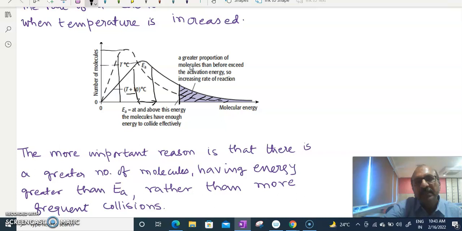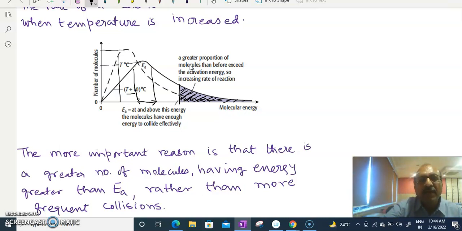And as you can see, this shaded region includes more molecules than the shaded region which was there when the temperature was lower. Only this number of molecules were having energy greater than activation energy at the lower temperature, but at the higher temperature there are more molecules which have crossed the energy barrier. Now the number of molecules possessing energy greater than activation energy is much greater.